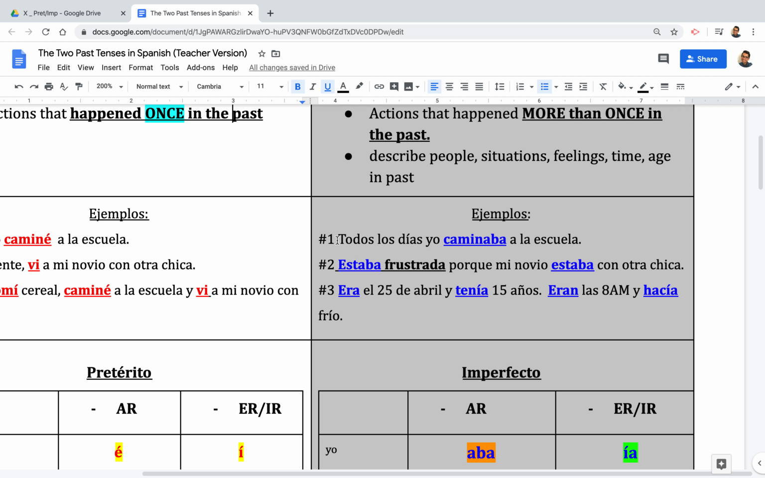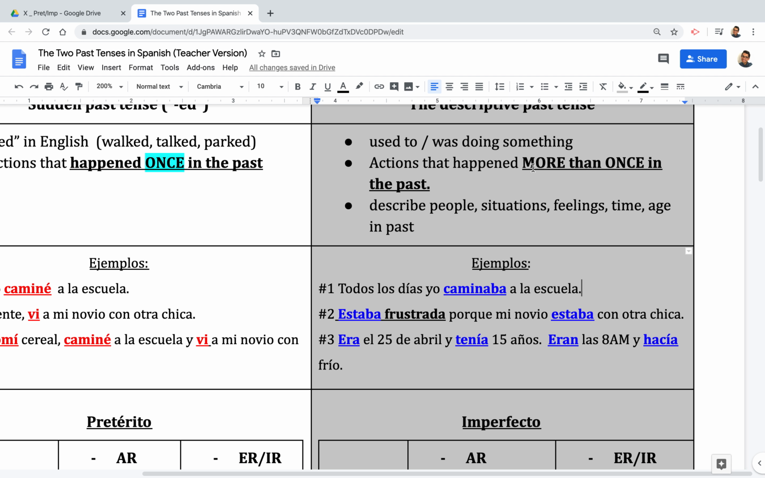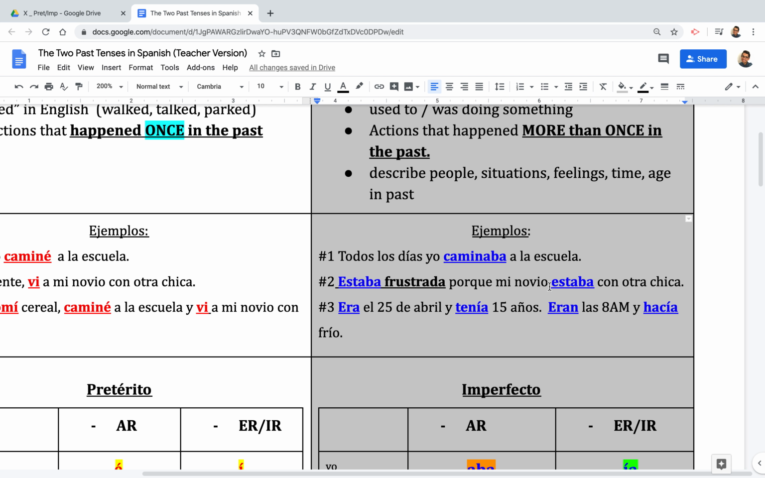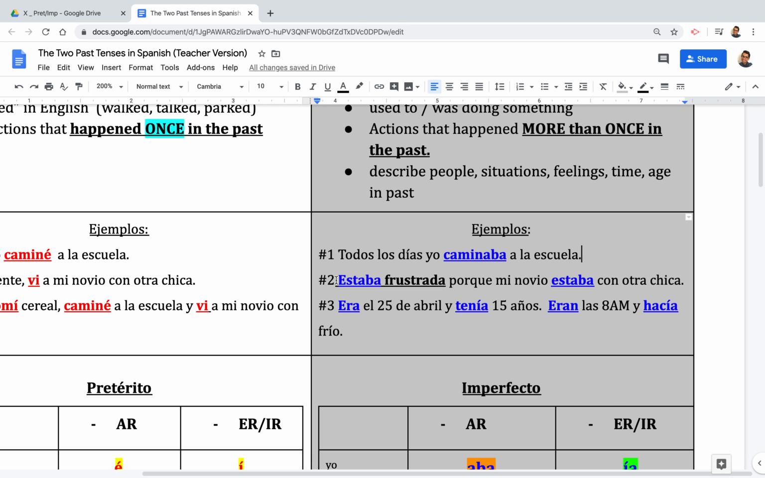Example number 1 says, todos los días yo caminaba a la escuela. Every day I used to walk to school. Again, this describes an action that happened more than once in the past or regularly in the past. Example number 2 says, estaba frustrada porque mi novio estaba con otra chica. I was feeling frustrated, or I used to be frustrated because my boyfriend was with another girl.